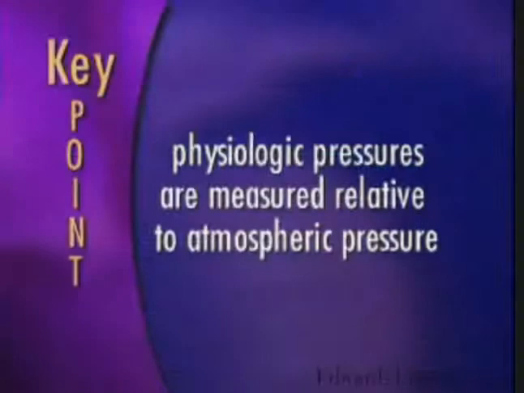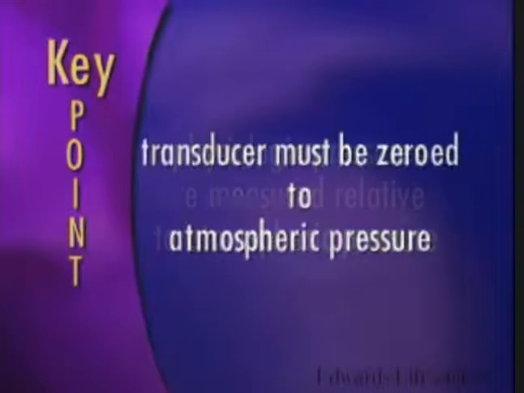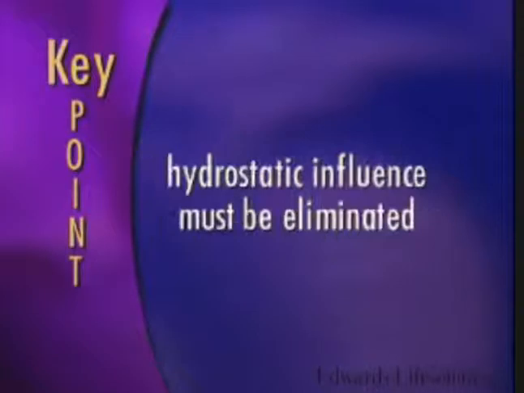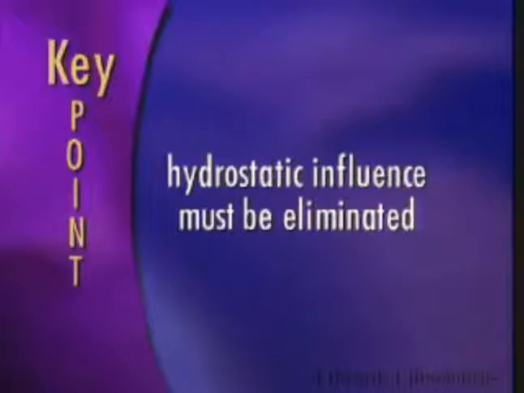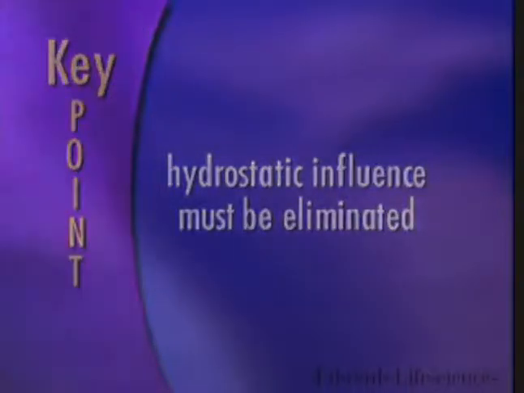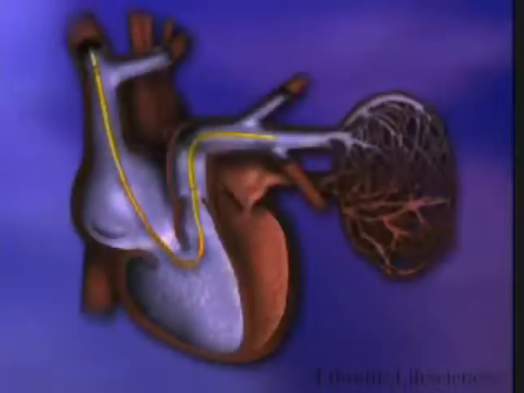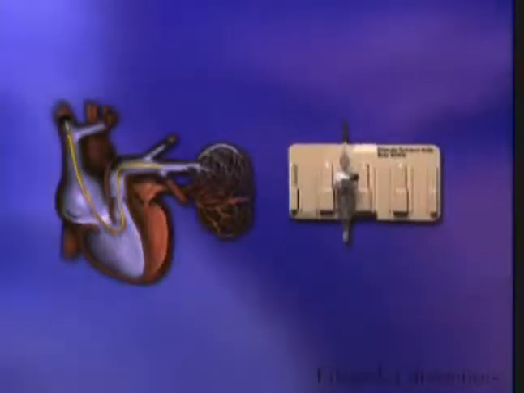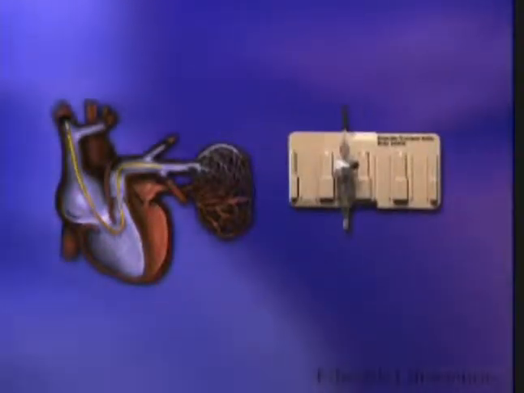Because physiologic pressures are measured relative to atmospheric pressure, the transducer must be zeroed to atmospheric pressure. In addition, the hydrostatic pressure exerted by the fluid within the system must be eliminated by keeping the two ends of the fluid-filled system at the same level. These two ends consist of the end of the catheter and a fluid-filled interface, that is, a stopcock within the fluid-filled system that can be opened to air.